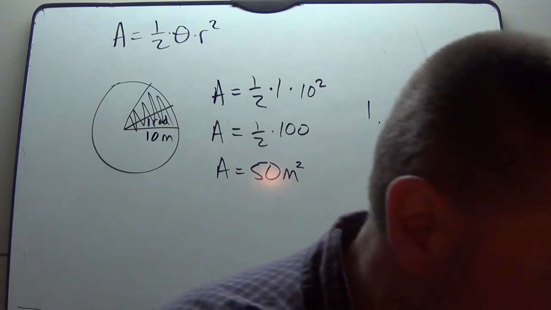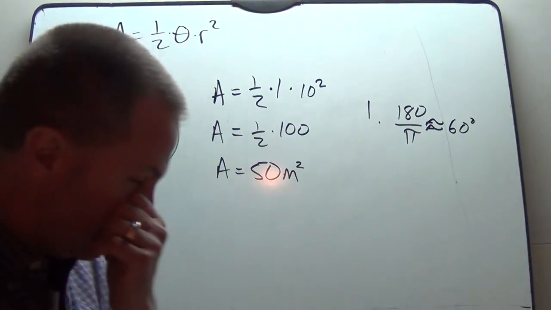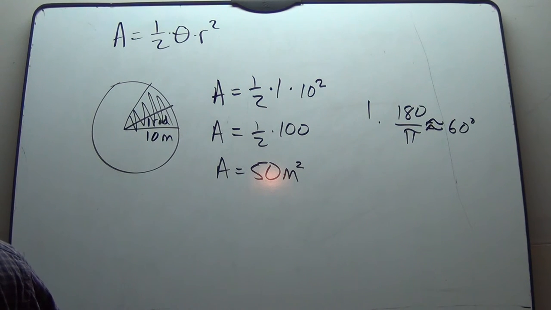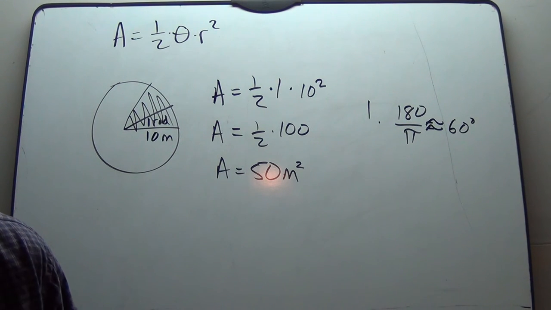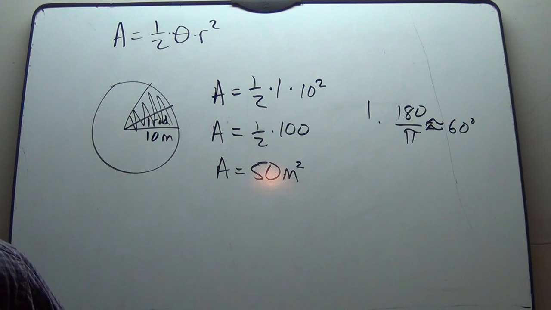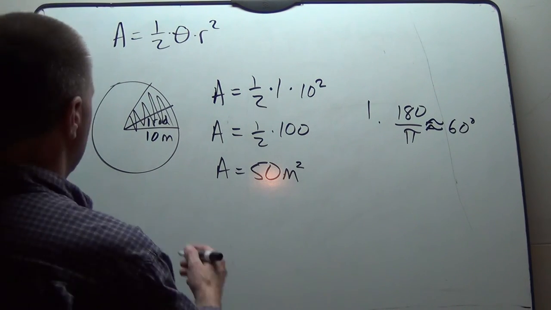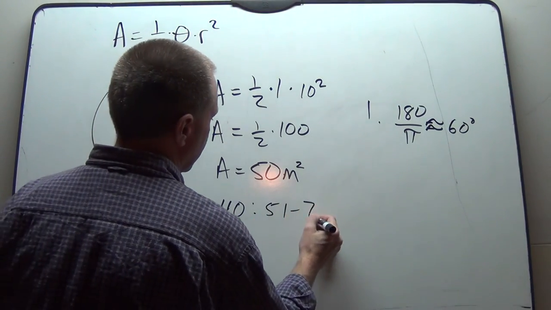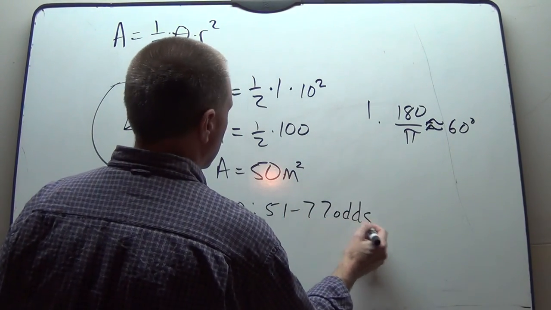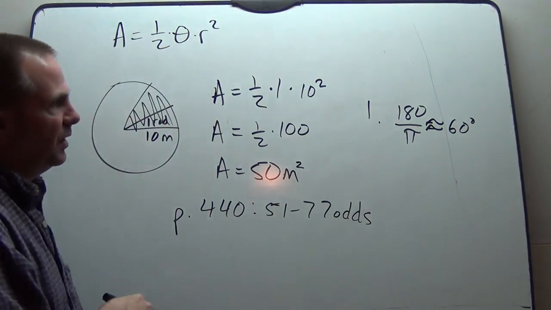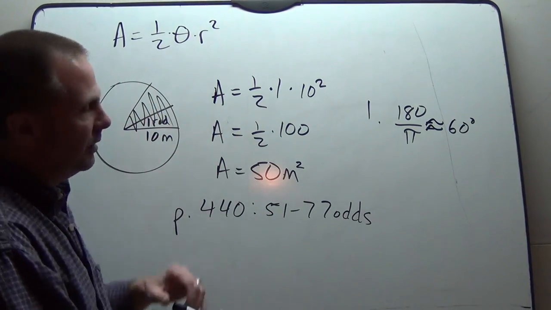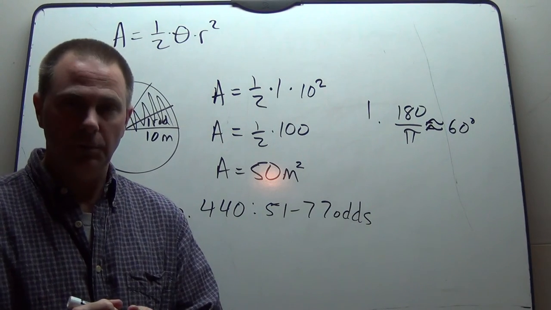So you need to add to your homework assignment. The homework assignment was 51 to 59. Add to that all the way to 77. So page 440, 51 to 77 odds. So the first part of this was finding the length of the arc. The second part is finding the area of the sector of the circle. All right.